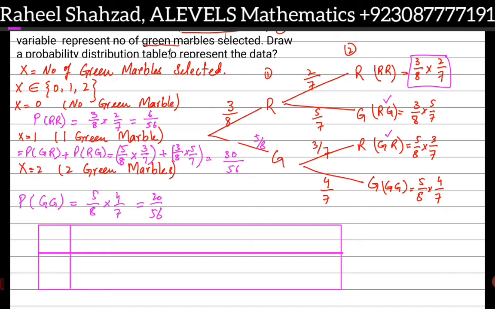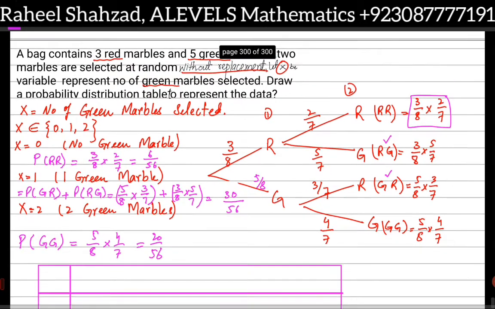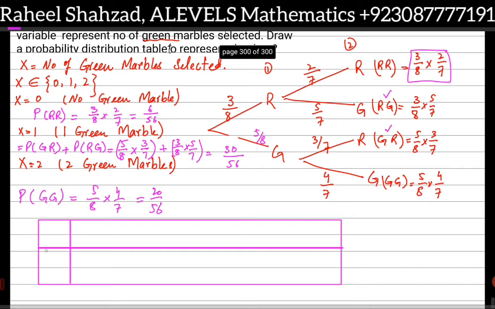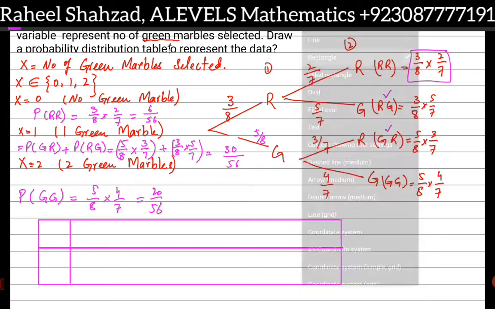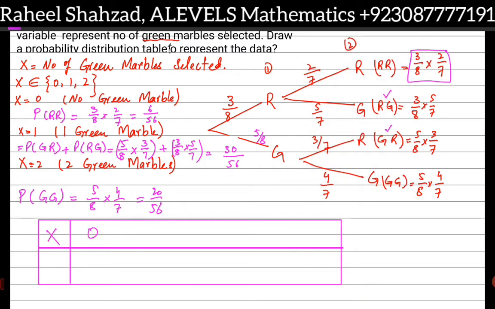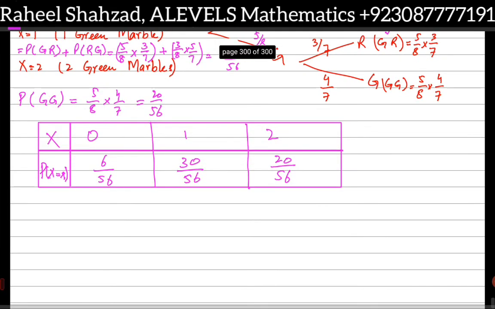So now the x that is representing a random variable, number of green marbles, can take the values 0, 1 and 2. So the probability that x will take value 0 is 6 divided by 56. For 1 it is 30 divided by 56, and this is 20 divided by 56. So this is the required probability distribution table for this question.